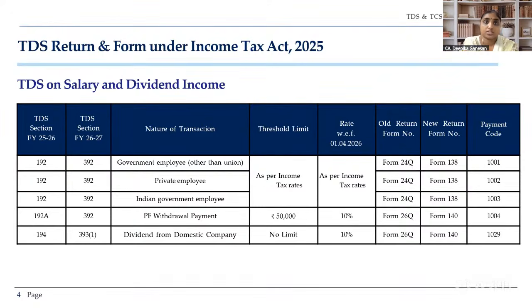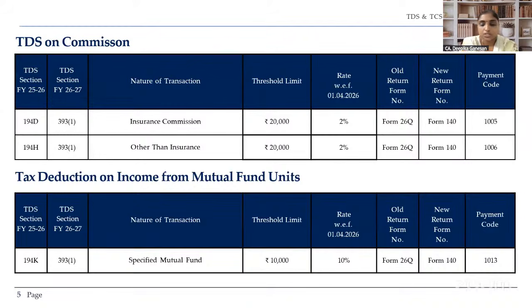So when there is commission, TDS on commission. So commission, we have two categories. One is insurance commission and other than insurance commission. So insurance commission, which was earlier under 194D, it is now replaced with section 393 subsection 1. And the threshold limit is 20,000. The rate remains the same, that is 2%. So earlier form 26Q is replaced with new return number form 140, and the payment code is 1005.